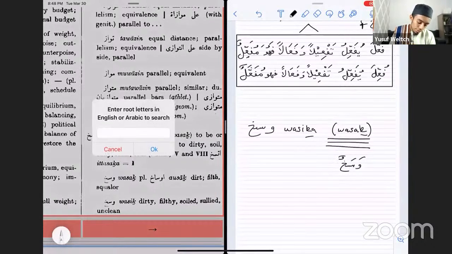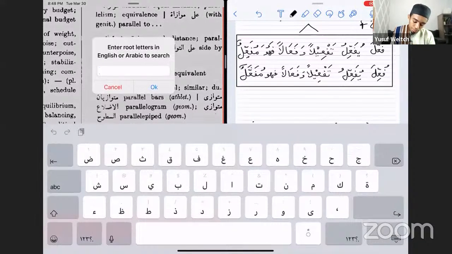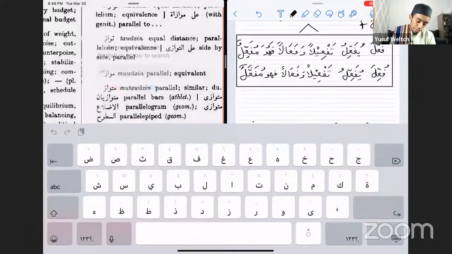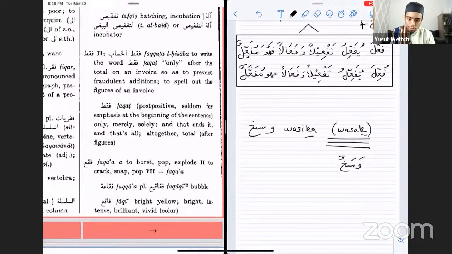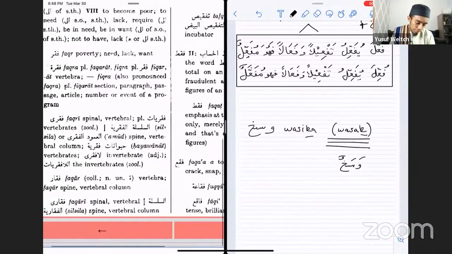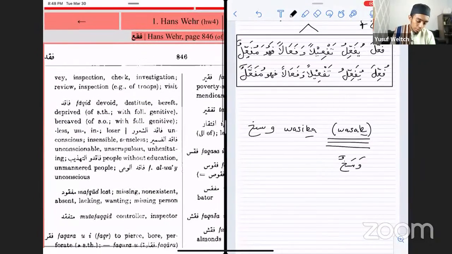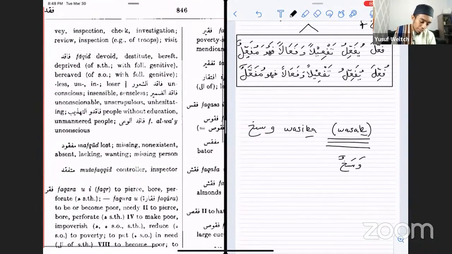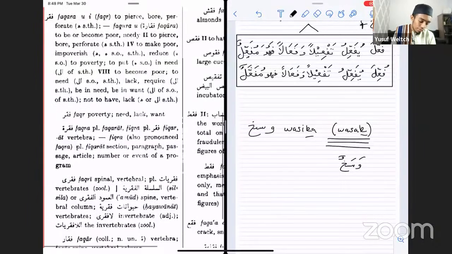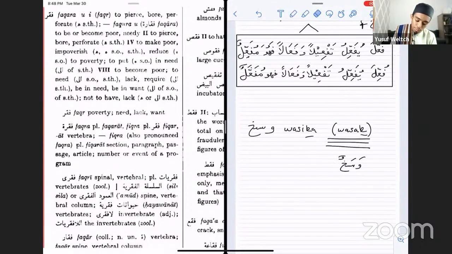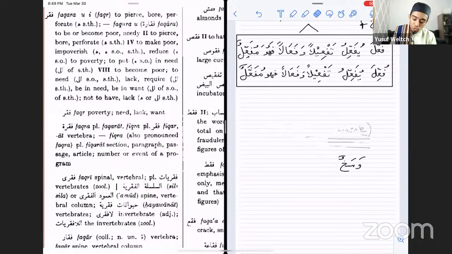So let's do another word. Let's say the word for poverty. We know it has to do with faqir, faqr. Okay, so if we find the word, we're coming through page 8046. We're looking down, down, down, down, down. Then we come, okay, faqara. Okay, let's break this down, because this dictionary is set assuming that you know the 10 forms.